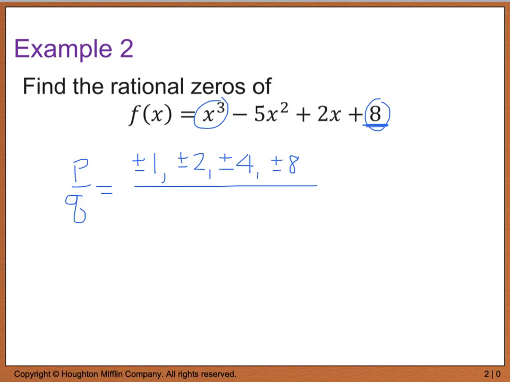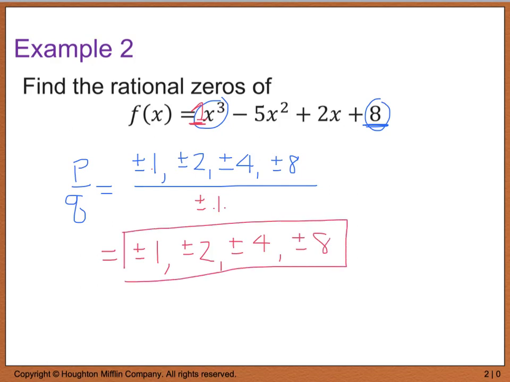And then I'm going to divide it by the factors of my leading coefficient. Well, in this case, my leading coefficient is really a 1, so it's just plus or minus 1. So to find my rational zeros, I'm going to divide this out, and because my q factors are just 1, I really have 1 divided by 1, which is going to give me plus or minus 1. Then I have 2 divided by 1, which is plus or minus 2. 4 divided by 1 is going to give me plus or minus 4. And 8 divided by 1 is plus or minus 8.